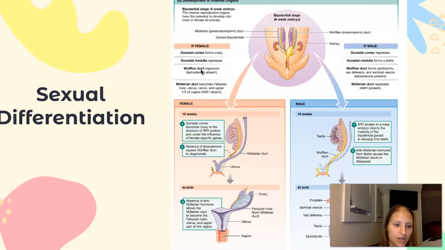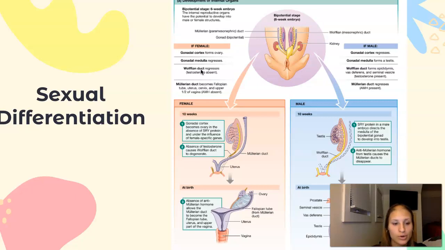On the other hand, if the gonad is destined to become male, like on the right side of this diagram, the SRY protein will direct the medulla of the gonad to become a testis. The newly developed testis releases anti-Mullerian hormone, which causes the Mullerian ducts to disappear. So once the male infant is born, the testosterone produced from the testis converts the Wolffian ducts into a seminal vesicle, epididymis, and vas deferens.